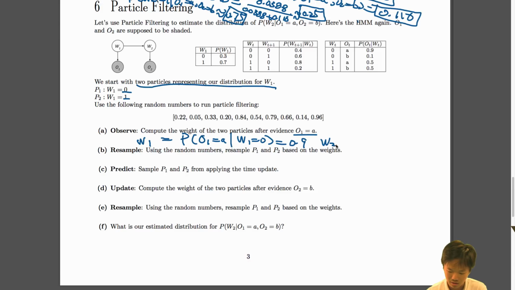And the same way for particle 2, where W1 is 1, the weight is going to be the same as the probability of the observation being A conditioned on W1 equals 1. And that is going to be 0.5.